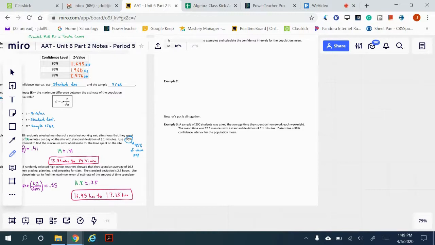All right. So again, try this problem on your own. Check the real-time board to see what you get here. Hopefully you can come up with the correct confidence interval for a 99% situation that we're looking at here.